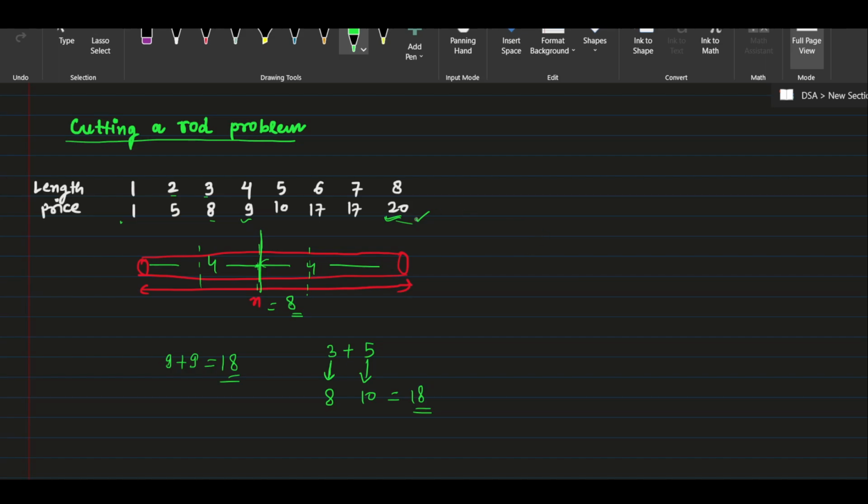So here the answer is, if we make a cut of 6 and 2, where one piece is of length 6 and the other is of length 2, then for 6 we have the price 17, and for 2 we have the price 5, and it sums up to 22. So this is the maximum profit that we can get from this rod in this example. So how would we solve this problem?